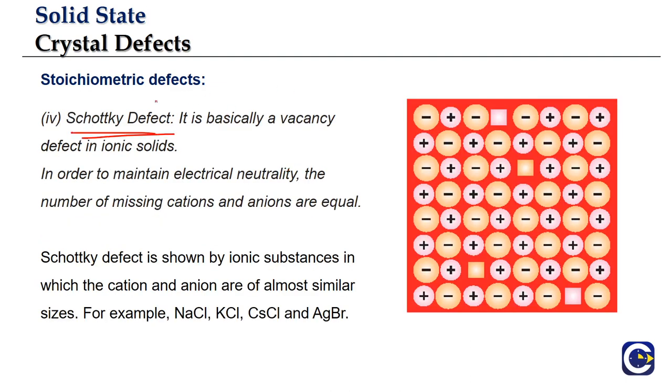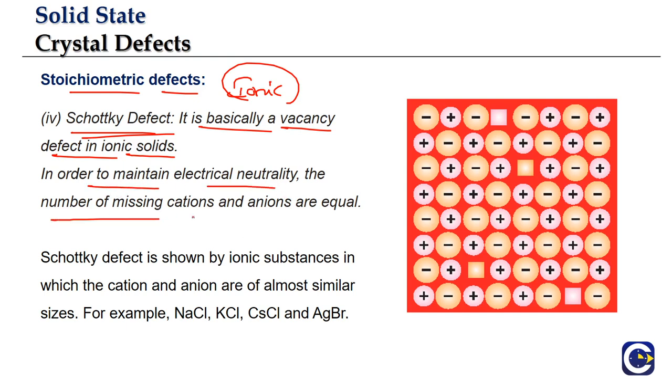The other type of stoichiometric defect in case of ionic substances is Schottky defect. So what is Schottky defect? It is nothing but a vacancy defect in case of ionic solids. Now how is the vacancy defect going to happen? The vacancy defect is going to happen in order to maintain the electrical neutrality. The number of missing cations and missing anions will be equal.